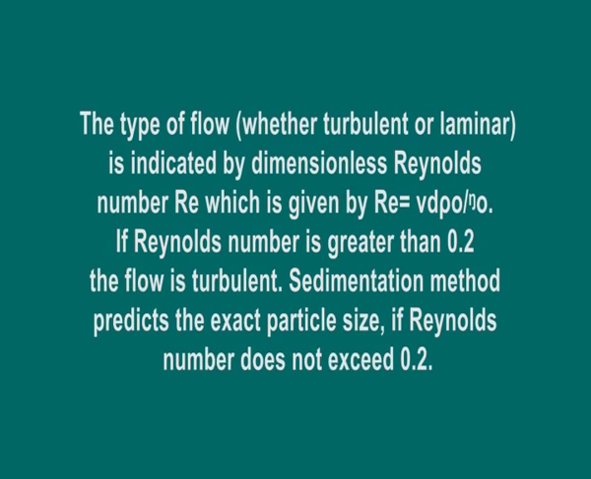if Reynolds number does not exceed 0.2. The Andreasen pipette apparatus consists of a cylindrical vessel of 550 ml containing a 10 ml pipette sealed to a ground glass stopper. When the pipette is placed in the cylinder, the lower tip is 20 cm below the surface of suspension. The procedure is as follows. Prepare 1 or 2% suspension of powder in a suitable medium. A deflocculating agent will help in uniform dispersion of the suspension.